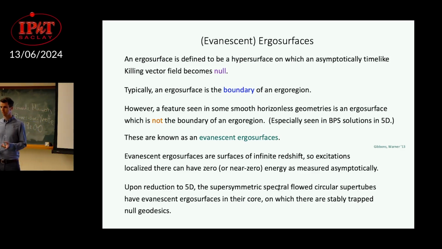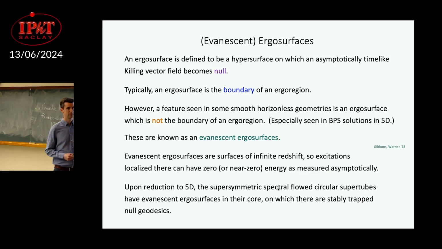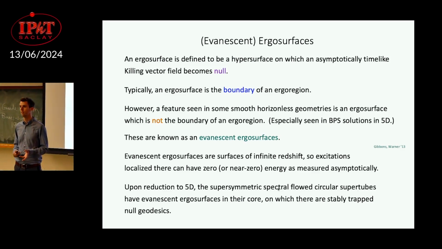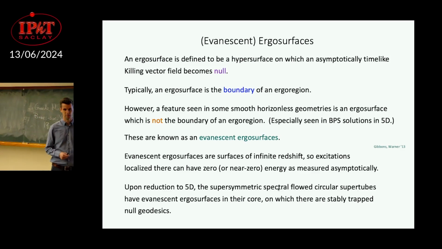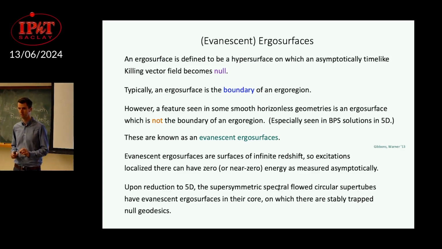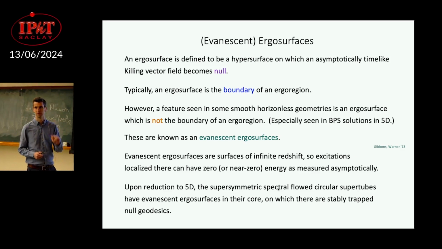These evanescent ergo surfaces are nevertheless very interesting because they're loci of infinite redshift deep inside the core of the solution. So if excitations can be localized there, they will have 0 or nearly 0 energy as seen from infinity. You can imagine a mini version of a bag of gold there, where you can pile up local excitations at almost no cost in energy as measured asymptotically.